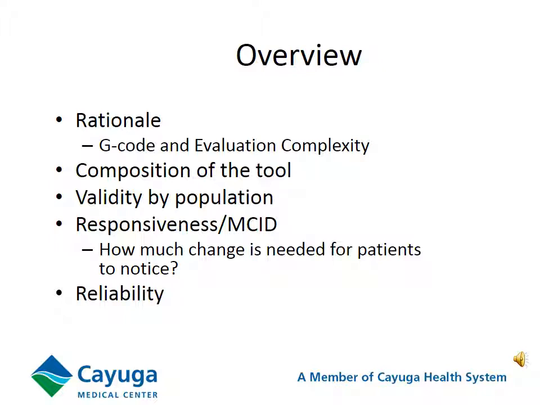The main things we will discuss in this lecture are related to the rationale for why we would choose to do an outcome measure to begin with, also including some G-code and evaluation complexity coding considerations, the composition of the tool and what's in it, validity by population, responsiveness or sensitivity to change, or how much change we would need to see for a patient to be able to notice a significant improvement, and reliability.